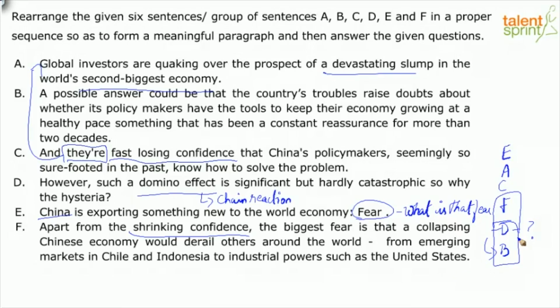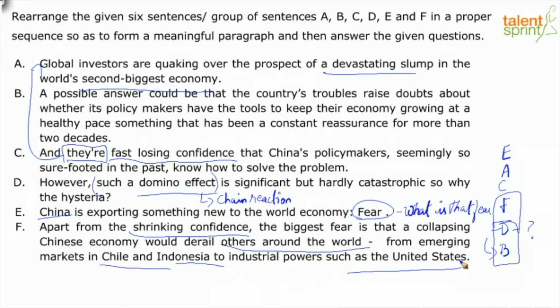Somebody might come and ask, why can't it be the other way around? This is a chain reaction, and the chain reaction is already explained here. However, such a domino effect is explained very clearly in F. What is the domino effect? It says, apart from the shrinking confidence, the biggest fear is that a collapsing Chinese economy would derail others around the world. So because of China going down the hill, others like Indonesia, and then the power, United States, could also get affected.